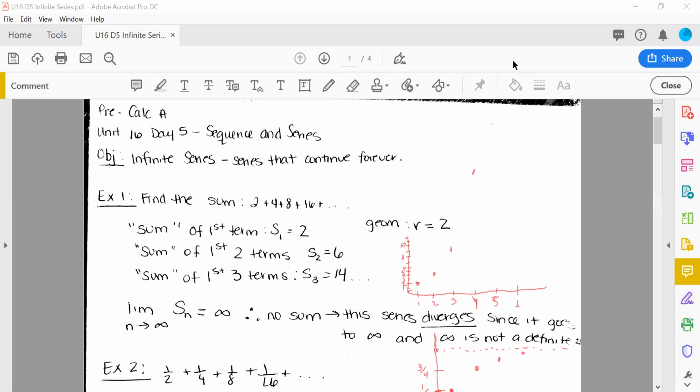Here we go. Today, we're talking about infinite series. So let's get to it. It says find the sum. Now, wait a second. It doesn't say find the sum of the first 10 terms or 15 terms. It just says find the sum. And then I notice it says dot, dot, dot. So this just means find the sum forever.